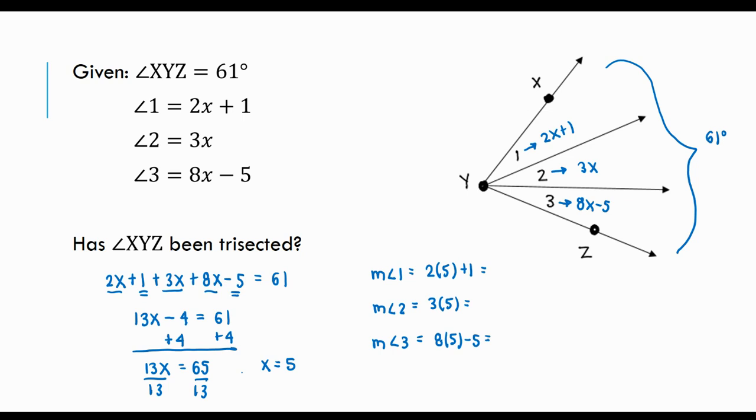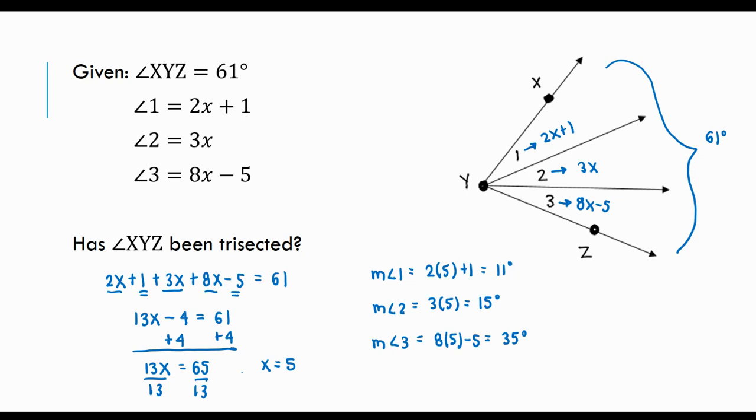Well, 2 times 5 is 10. 10 plus 1. Here we have an 11-degree angle for the measure of angle 1. 3 times 5 is 15. So that's that measure. 8 times 5 is 40. 40 minus 5 is 35. So as you can see, those 3 angles are definitely not the same measure.